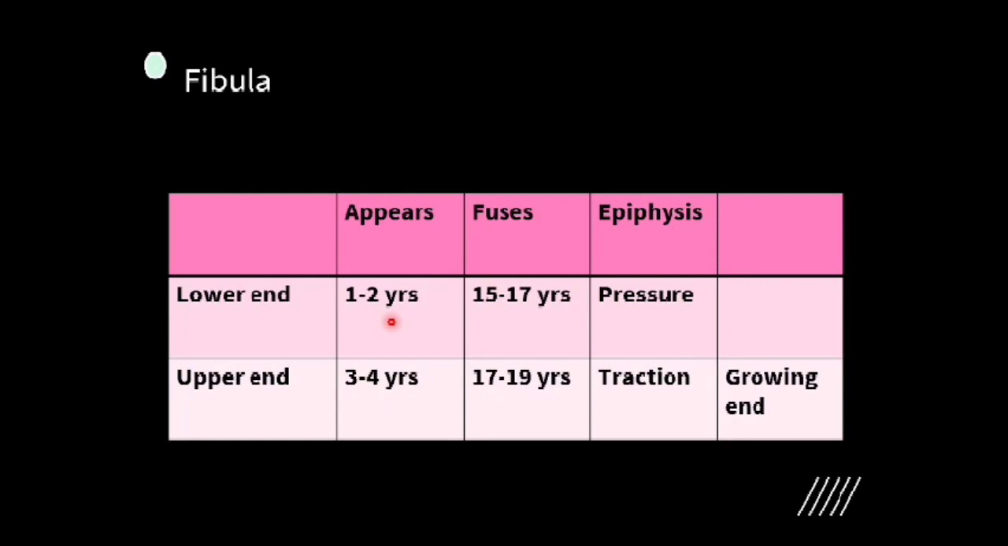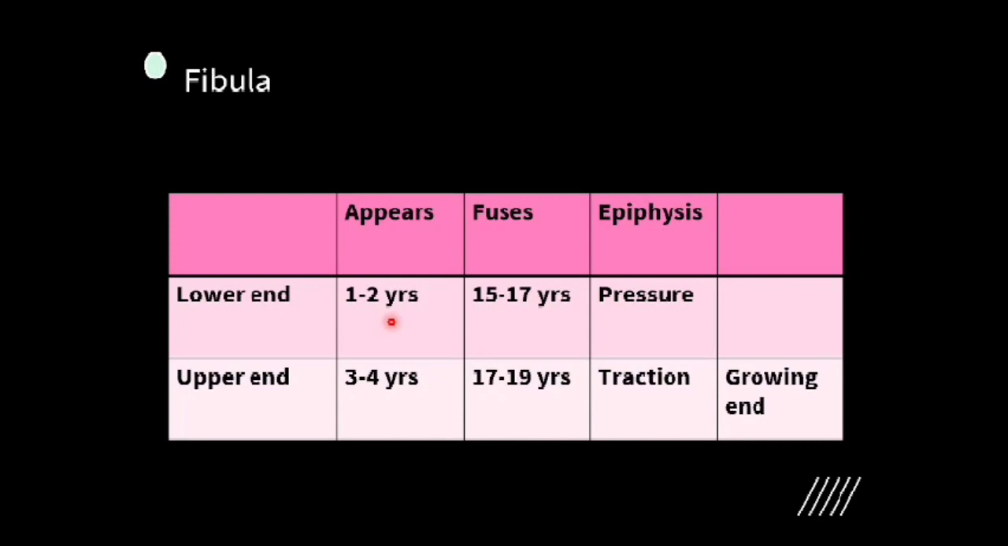So the appearance of the secondary center, that part is clear here. Then why has the fusion occurred earlier in the lower end? With the direction of the nutrient foramen, you know which is the growing end of the fibula. The nutrient foramen is directed away from the knee. So from the knee I flee. Since it is directed away from the knee, the upper end of the fibula is the growing end.